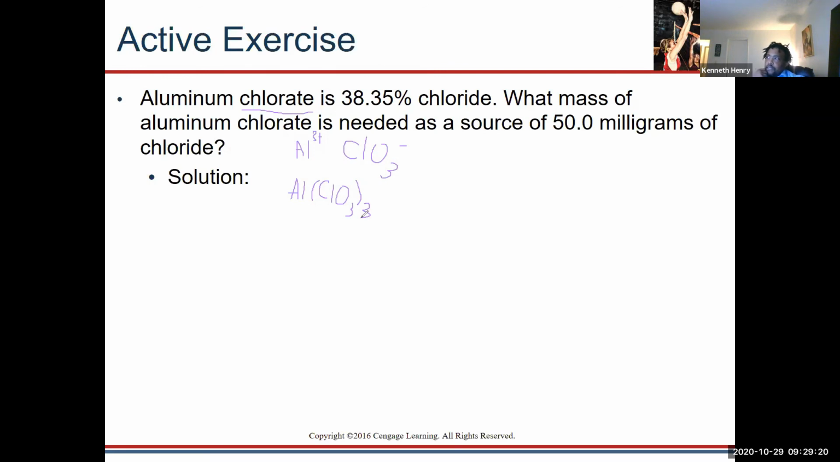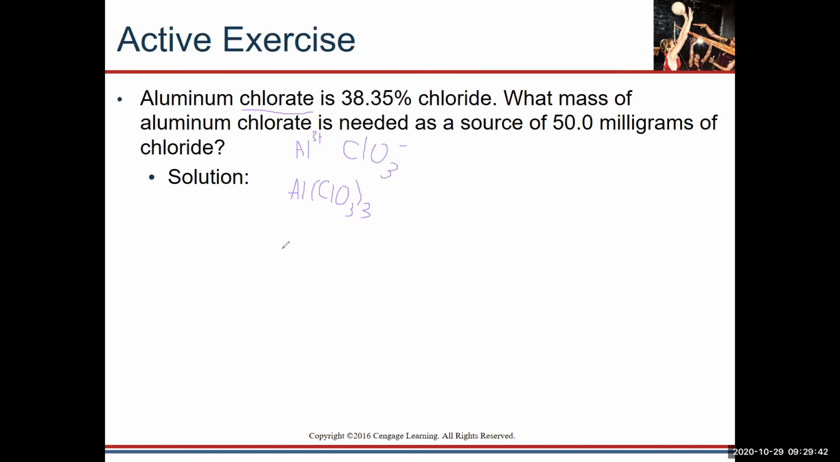I think we lost her. Okay. So who's going to help me out with this now? So we got the chemical formula. So what are we going to do next? Anyone?